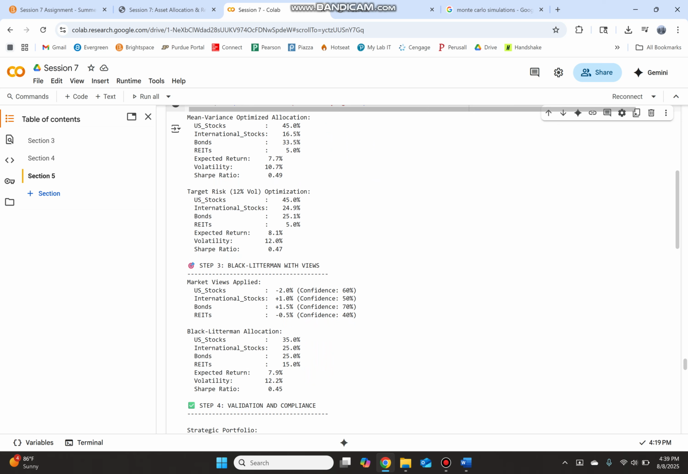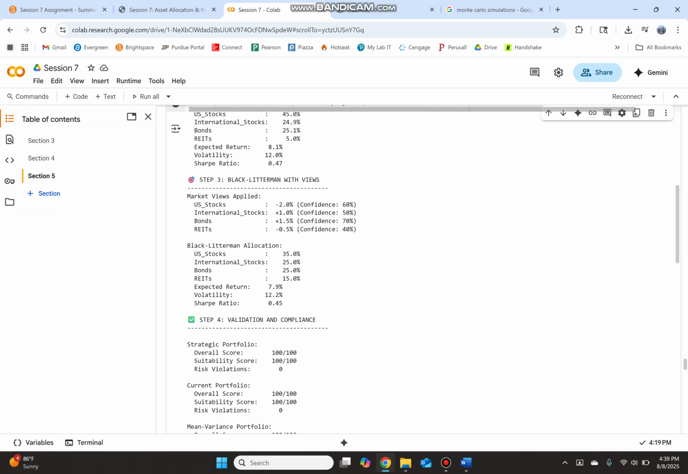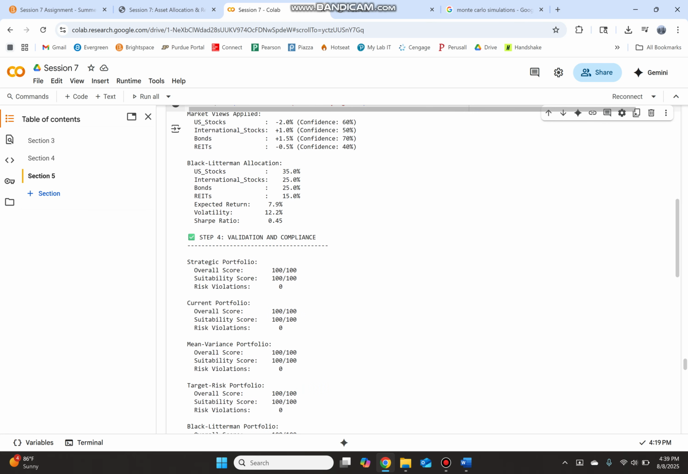Our Black Litterman basically shows us how much things changed based on the market equilibrium. So we can see here that like U.S. stocks changed 2%, 1%, 1.5, and 0.5. So they changed a little bit. The allocation would change definitely. U.S. stocks would drop, and international stocks and bonds would rise for sure. And our target volatility would be near that, so that's a good one.